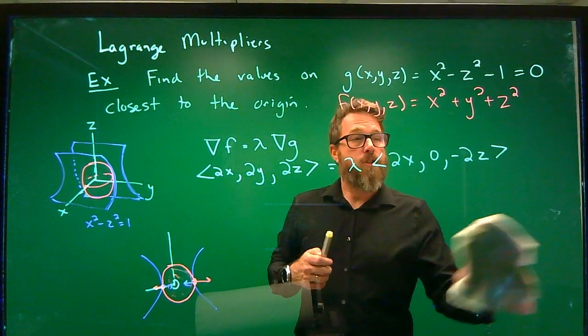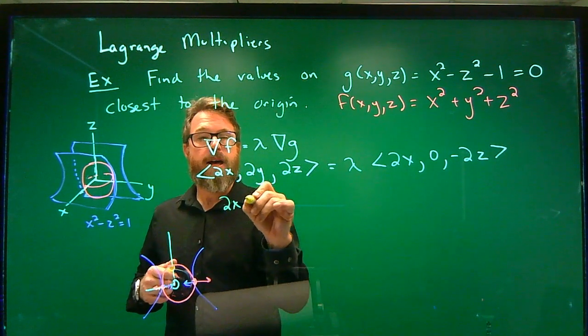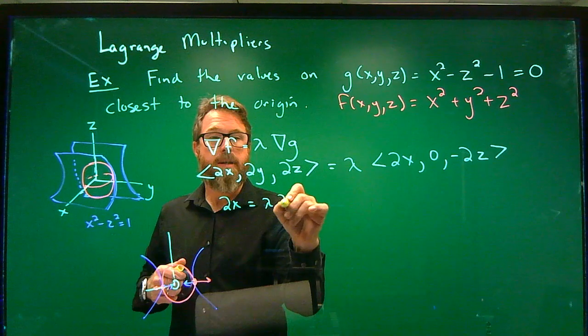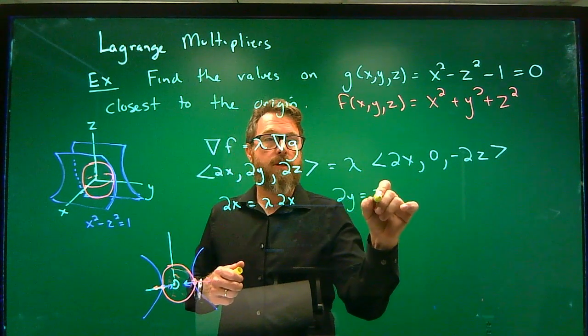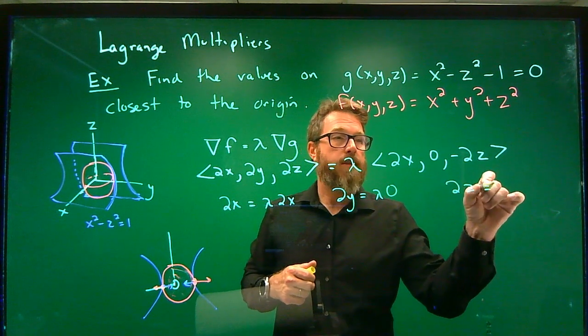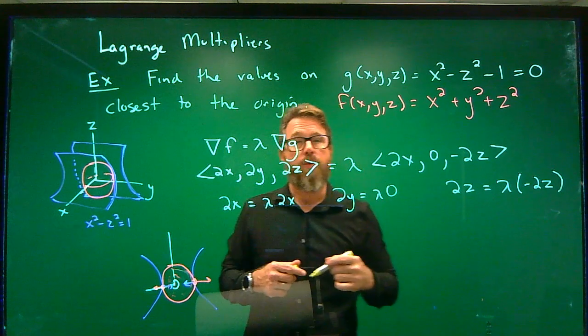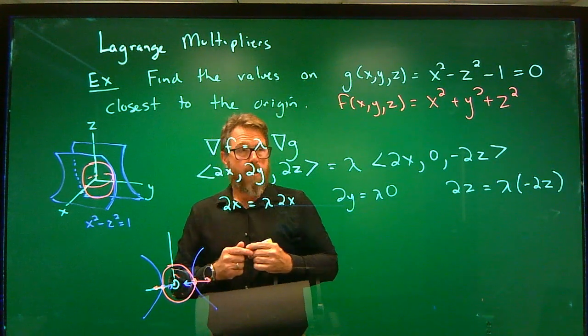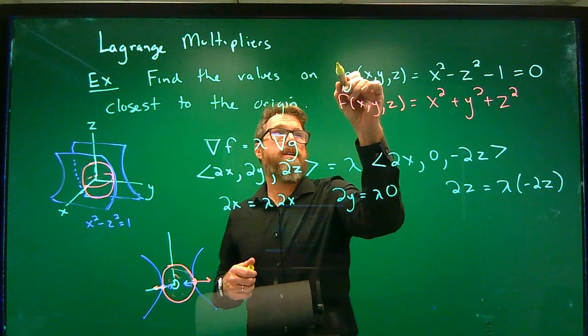All right, so we're going to set up the system of equations. I have 2x is equal to lambda times 2x. We're going to have 2y is equal to lambda times 0. And then we're going to have 2z is equal to lambda times negative 2z. Vectors are equal when their components are the same. So I'm going to solve this. Really, our goal here is we want to plug.